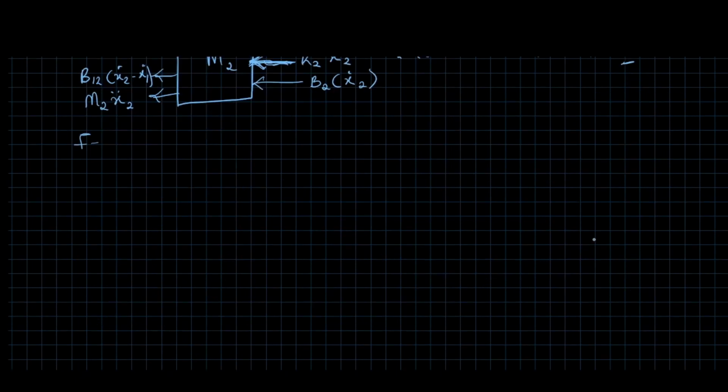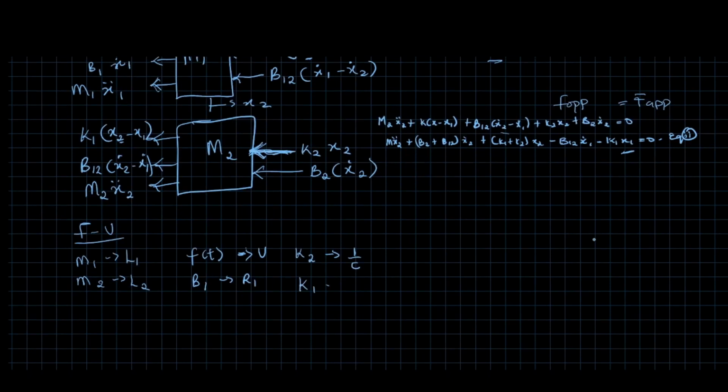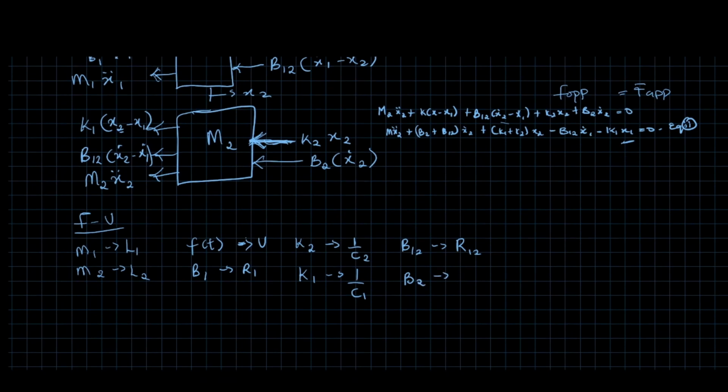So for the force-voltage circuit, mass M1 is going to become inductor 1, M2 is going to become inductor 2. The force that was applied will become voltage. The damper B1 will become resistance. The spring K2 will become 1 over C2, and spring K1 will become 1 over C1. The damper B1 will become resistor 1, and damper 2 will become R2.